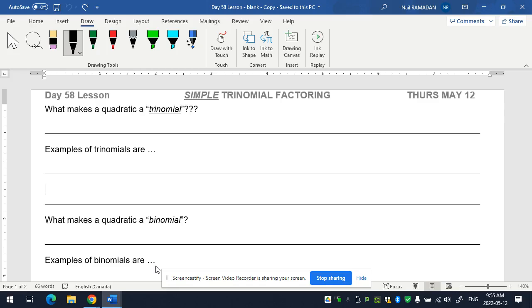So my first question is, what makes a quadratic a trinomial? What does tri mean, everyone? Three. Tri means three, like triangle, okay? So what makes a quadratic a trinomial? It will have three things in it.